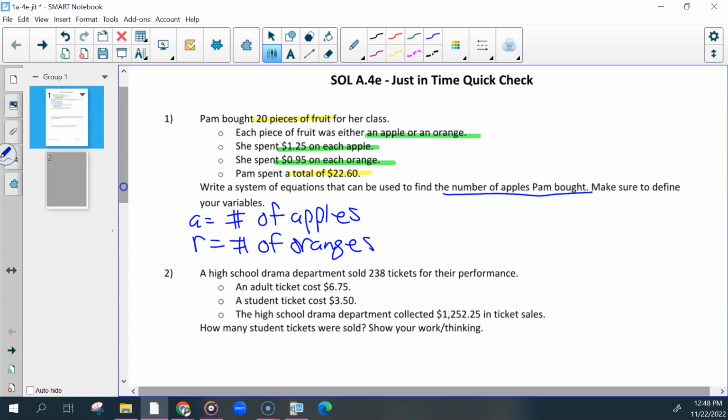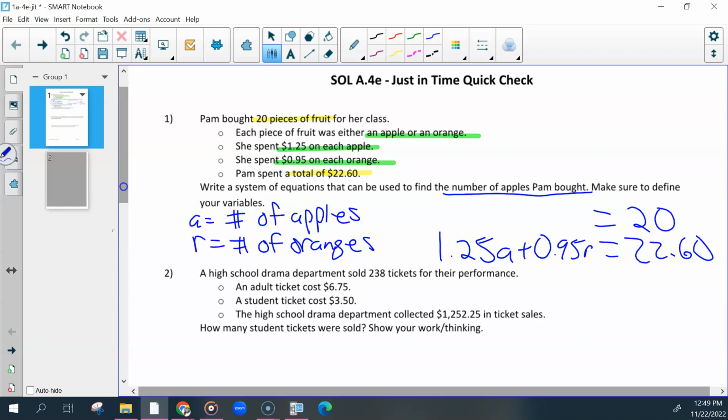And then to set up your two equations, your two totals are going to be what your two equations equal. Money always goes with money. So the 1.25, the 0.95, and the 22.60 all need to go together. So 1.25a plus 0.95r, or whatever two variables you use.